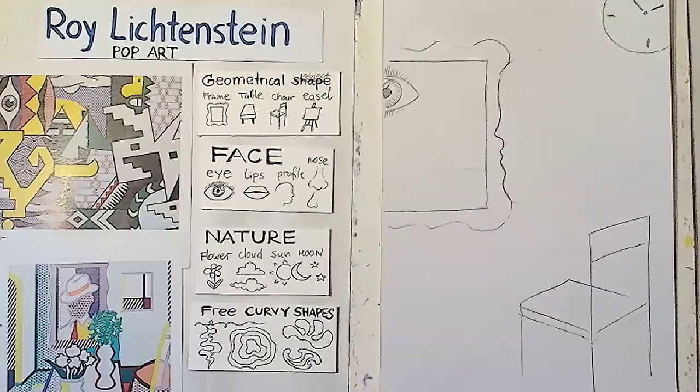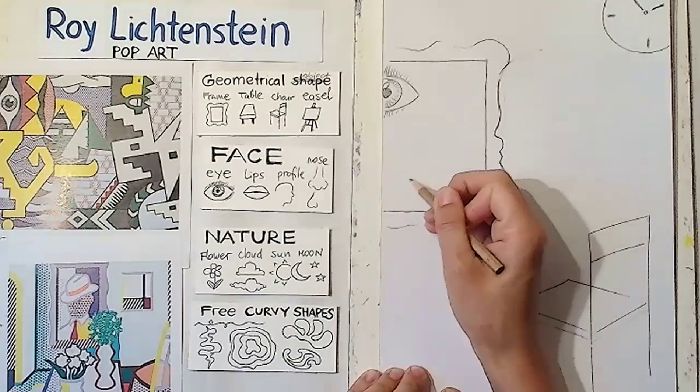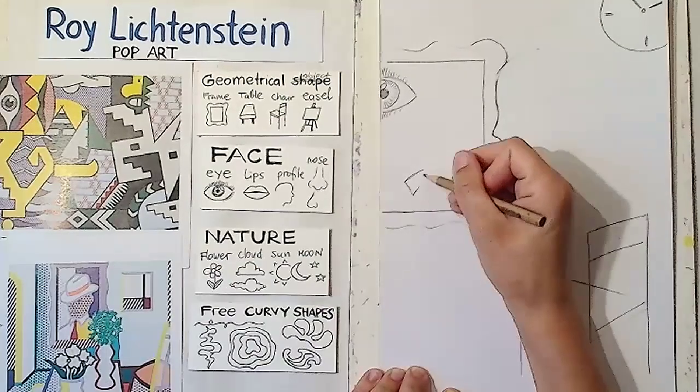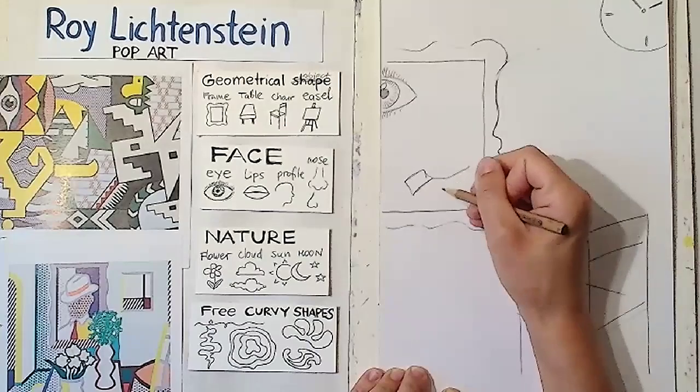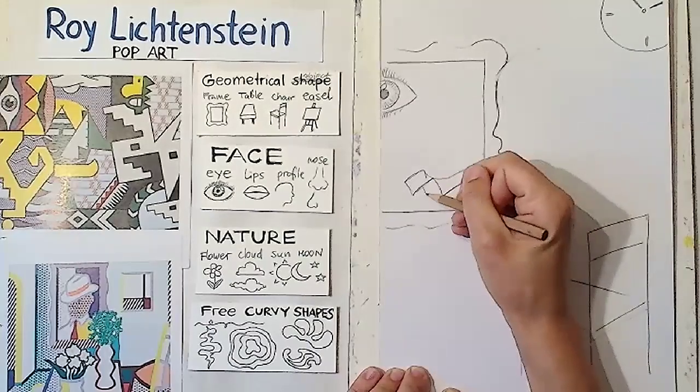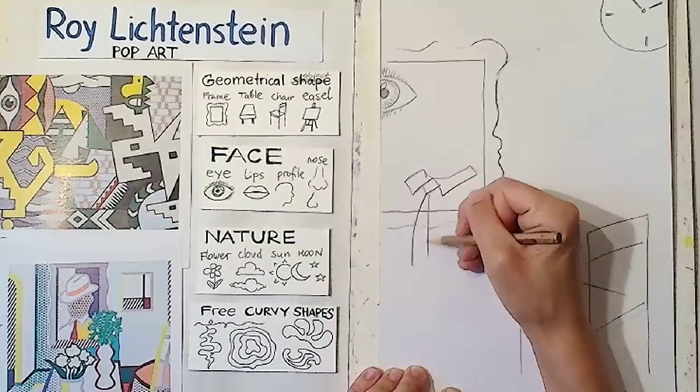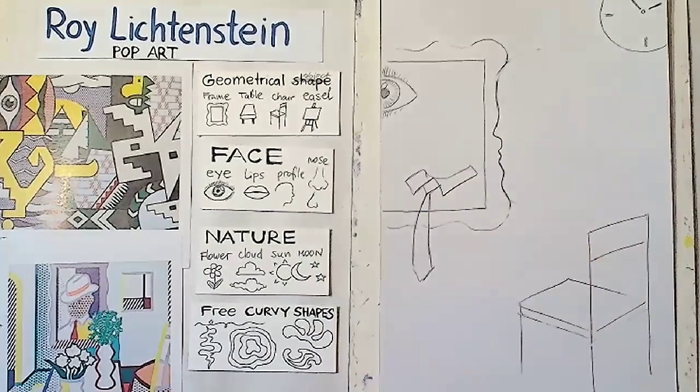Let's think what else we can do. You can also do something unusual. Here I'm going to take one part of his painting, the neck with the tie, and then the tie will be hanging outside the painting, for example.